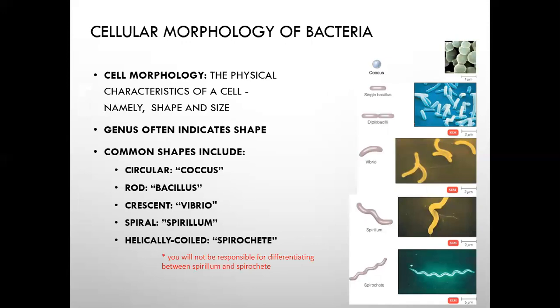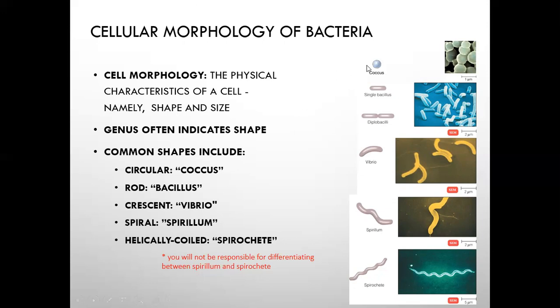All right, another way we can classify them is with the cell morphology, okay? Basically, what shape is the cell? So we've got some common names, and then we've got some more scientific names, and both of these are going to be important. You'll notice here that the genus of bacteria, when you start looking through those lineages, can often indicate the shape, okay? So you may see something like Bacillus.